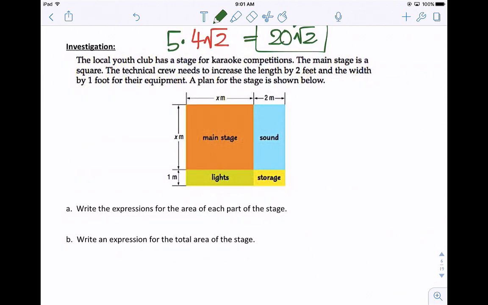So the investigation. The local youth club has a stage for karaoke competitions. The main stage is a square. The technical crew needs to increase the length by 2 feet and the width by 1 foot for their equipment. A plan for the stage is shown below. Can you write expressions for the area of each part of the stage?